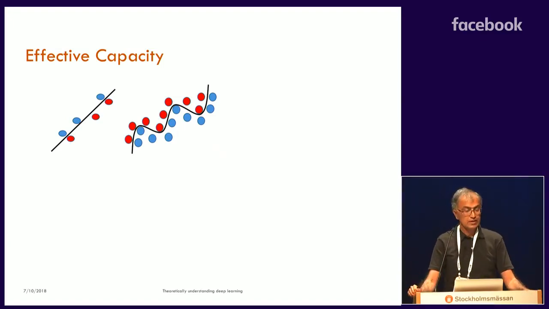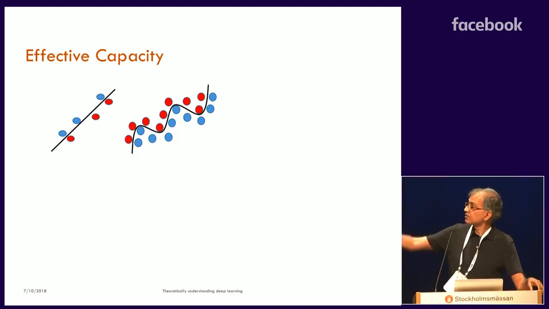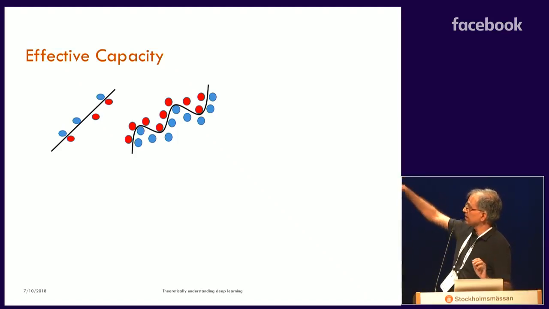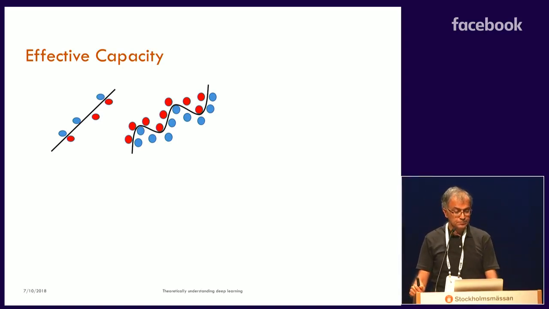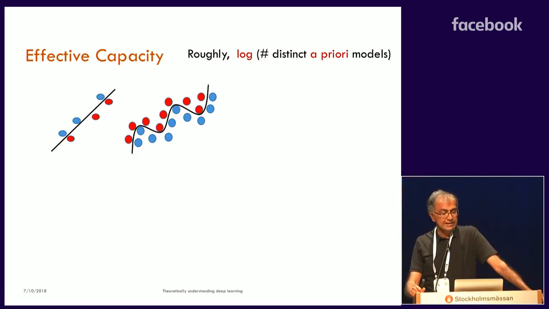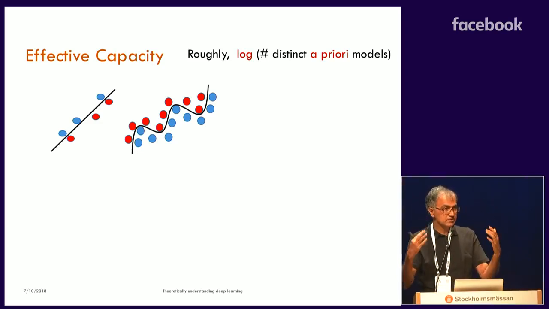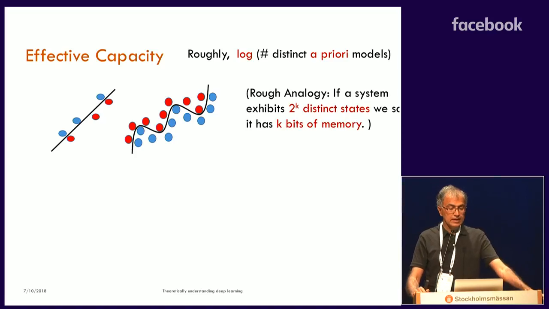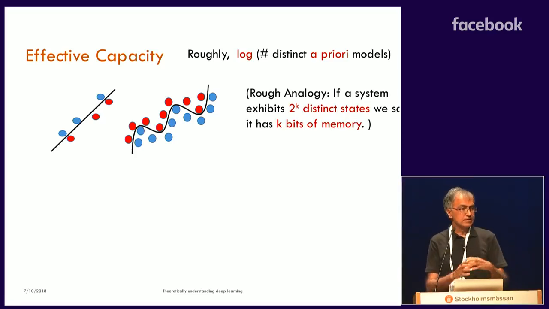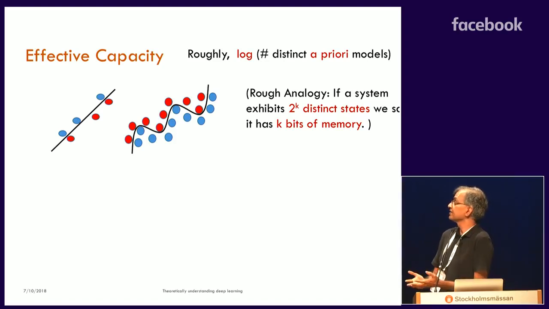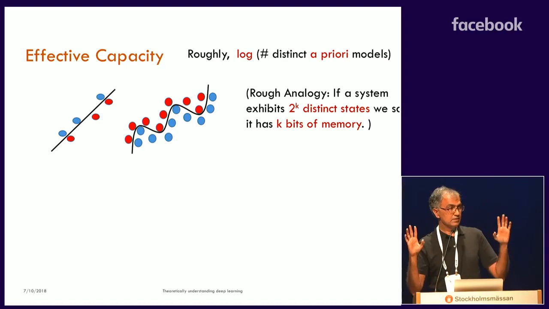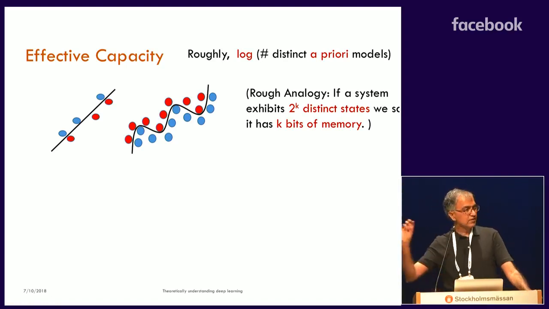Okay, so this brings us to this notion of effective capacity and this textbook picture that complicated models, instead of linear, if it's got lots of oscillations, require more training data. So what is effective capacity? It's roughly speaking the log of the number of distinct a priori models. Before you've looked at the data, you had in your mind some set of possible models that you're trying to fit, and the log of that is roughly the effective capacity. This is a rough analogy: if a system exhibits 2 to the k distinct states, we say that it has k bits of memory, right? That's just a classical way of thinking about memory. So it's roughly the same concept.